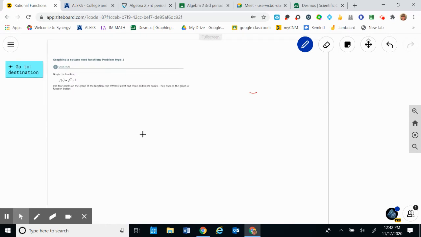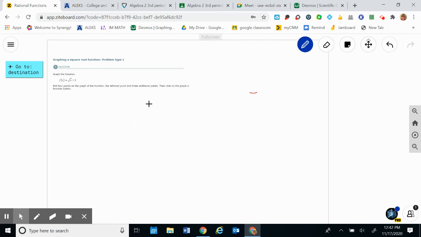Okay, sorry, it's so small, you guys. It says plot 4 points on the graph of the function. Okay, the leftmost point and the 3 additional points. Then click graph of function. So basically, you're just graphing the square root.